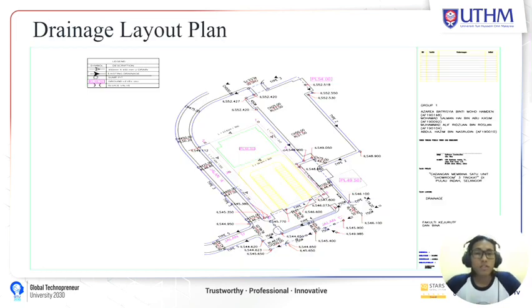For the drainage layout plan, there are 6 nodes, which are sump pit 1, sump pit 2, sump pit 3, 4, 5, and 6. The longest link is link 5, which is 42.67 meters, and the shortest is link 4, which is 27.29 meters.